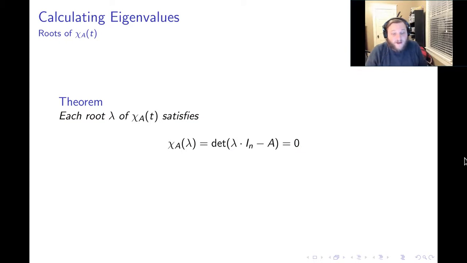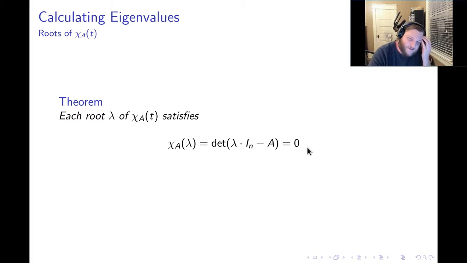So what's the point in studying the characteristic polynomial? Well, remember that polynomials have roots. So let's say that lambda is a root of the characteristic polynomial. What does that mean? That means when we plug in t equals lambda into the characteristic polynomial, by definition, that's the determinant of lambda times the identity minus A. This has to give us 0, because that's what it means for lambda to be a root.